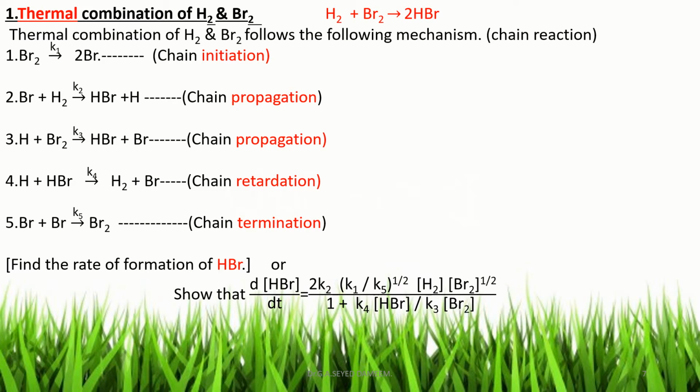So the thermal combination of hydrogen and bromine, which gives 2HBr, follows this mechanism, which consists of 5 steps: chain initiation, chain propagation, chain retardation, and chain termination steps. Questions may be asked: find the rate of formation of HBr, or show that the rate equation is given. On the basis of the steady state principle, we can derive the rate equation.